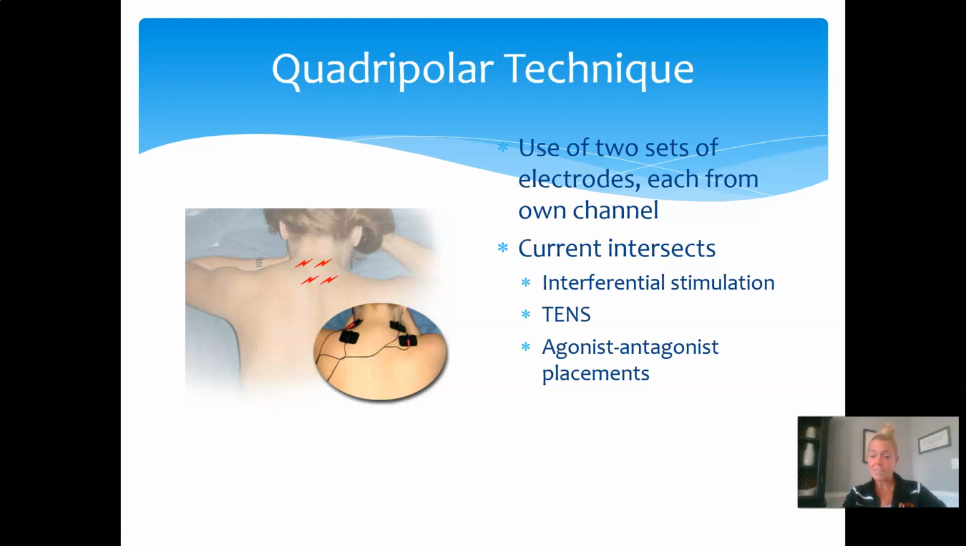All you need to do is ask the patient where they're hurting, and then take your electrodes and surround that area. Just make sure your channel 1 and channel 2 are crisscrossing, and then you should feel stimulation pretty much in that whole area.